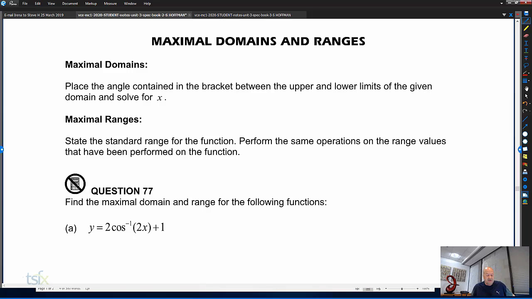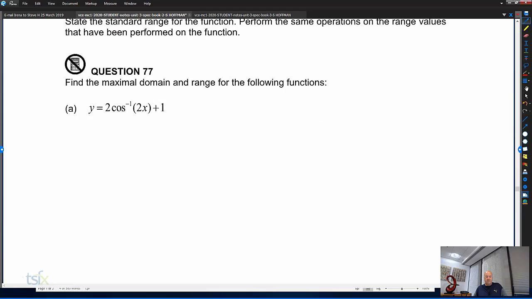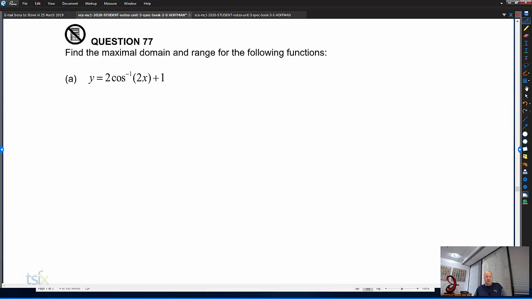Now we're also going to sketch the graph of these. It doesn't say to sketch the graph, but I think it's good practice to do some graph work, because these do come up in the exam quite often. So we'll have a look at the first one, and then I'll give you some time to have a go at the second one.